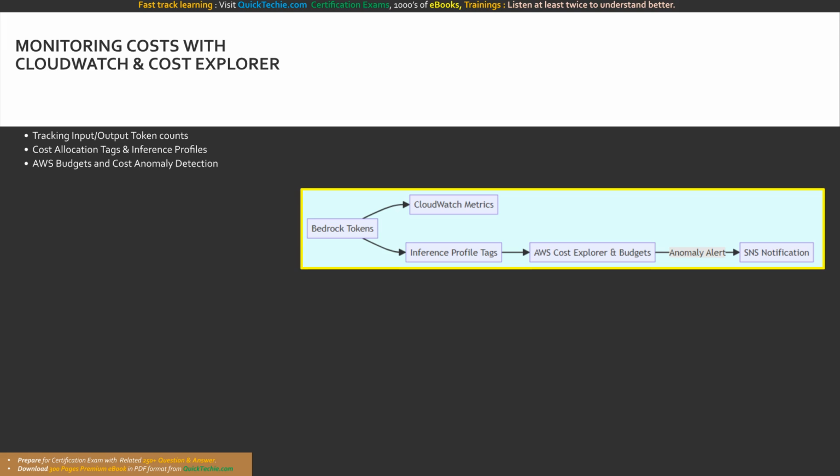But AWS takes this a step further. You can enable Bedrock application inference profiles and attach cost allocation tags. This allows you to categorize your token spend by specific departments, projects, or even individual tenants in a multi-tenant SaaS application. Once tagged, this data flows directly into AWS Cost Explorer and AWS budgets. You can set hard financial limits and configure automated alarms.